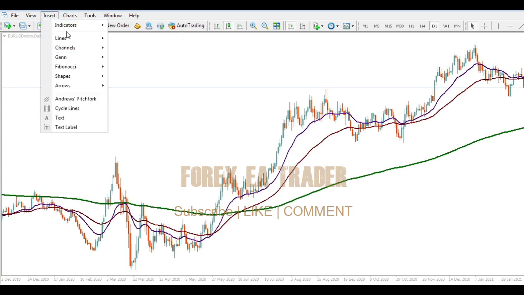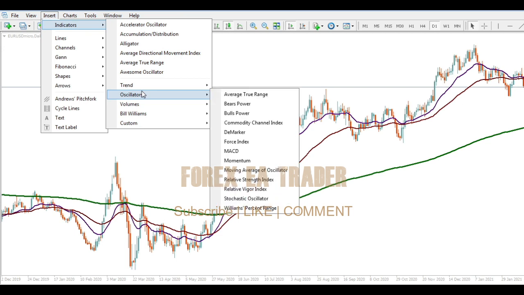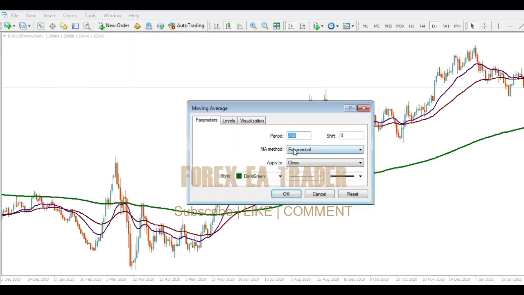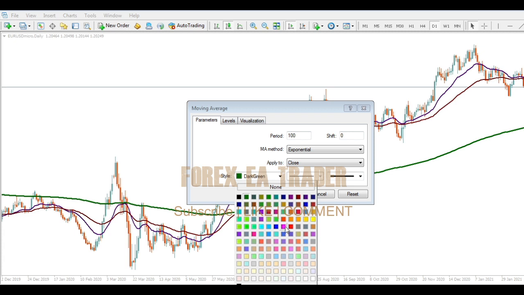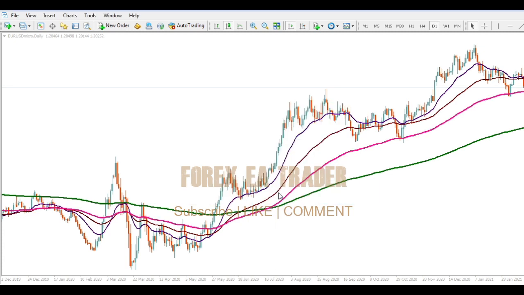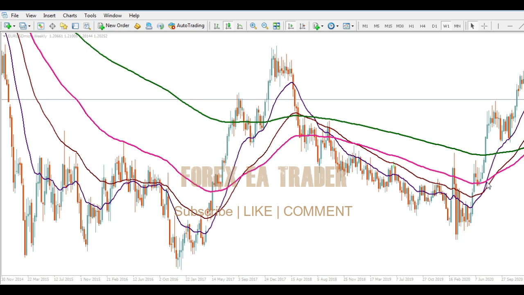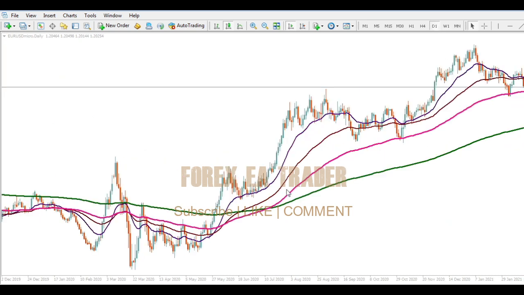People also do use the 100. It's also popular. Let's make it, which color is not there yet? Let's make it the pink. The 100 is also used when it comes to the weekly and the daily.